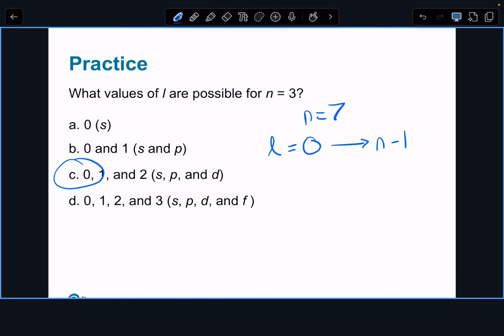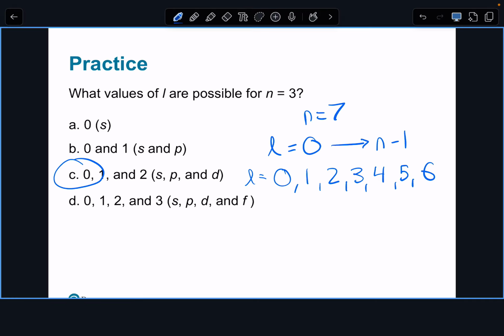Okay, so 0 through n minus 1. Start at 0, so L could be 0. It could also be 1, 2, 3, 4, 5, 6, up through 1 less than the n value. Now, we don't have letter names for the higher ones. We just have S, P, D, F. If you wanted to give them letters, we would say G, H, continuing on alphabetically. But you're never going to see ones above F, so you don't really have to worry about it.